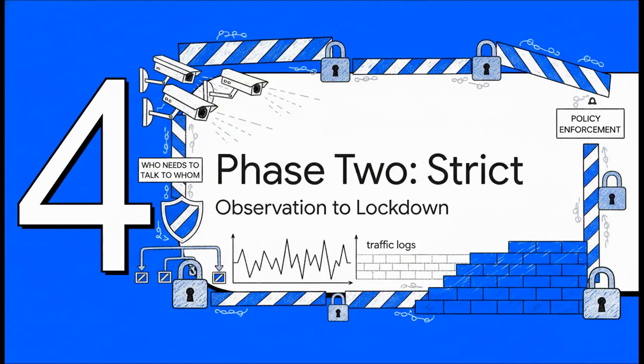We have a really good idea now of who needs to talk to whom. It's time for phase 2. Time to go from just observing to a full-on lockdown by creating and enforcing some strict policies.